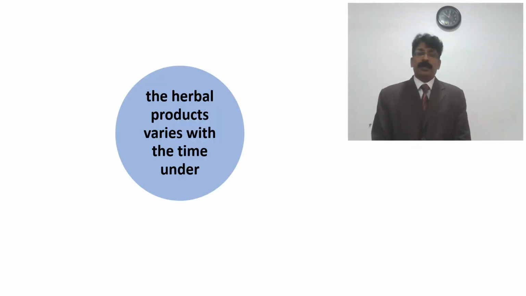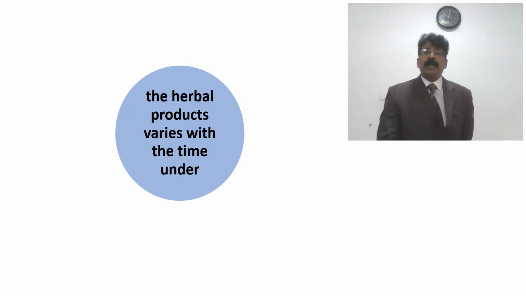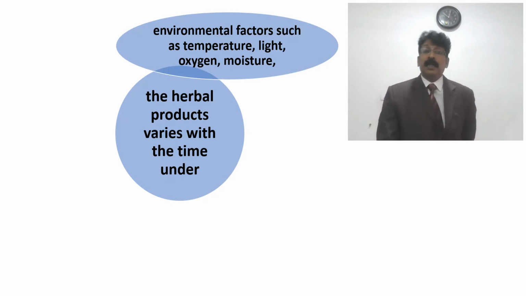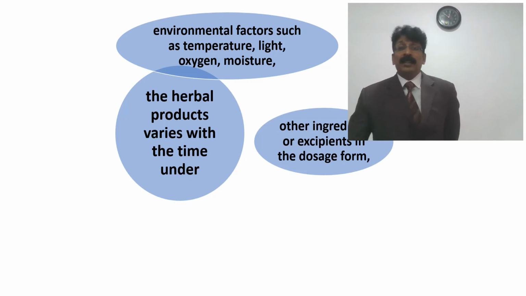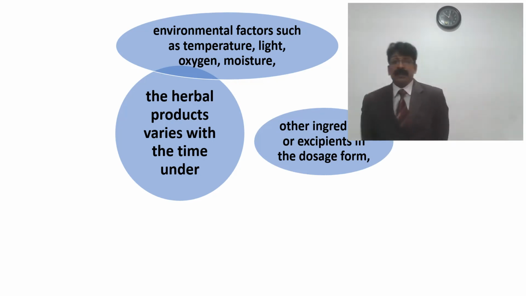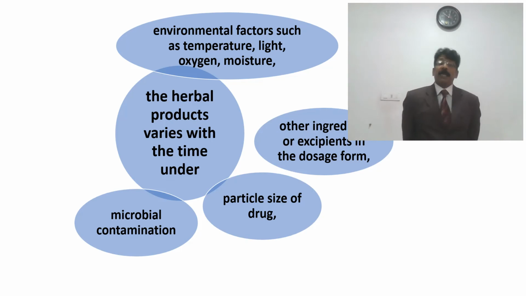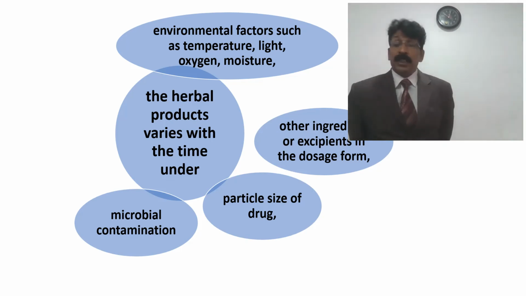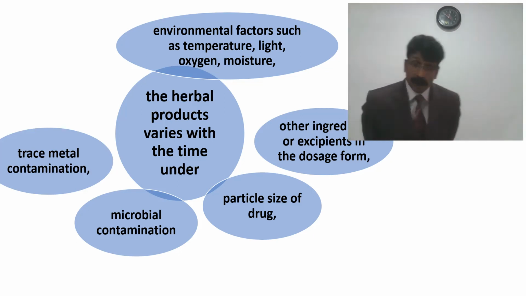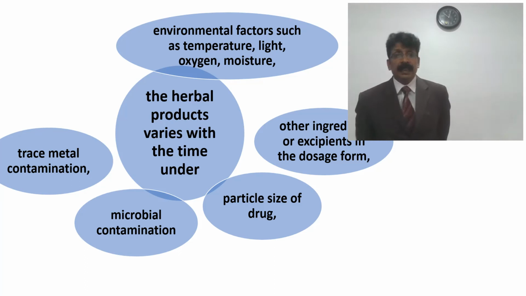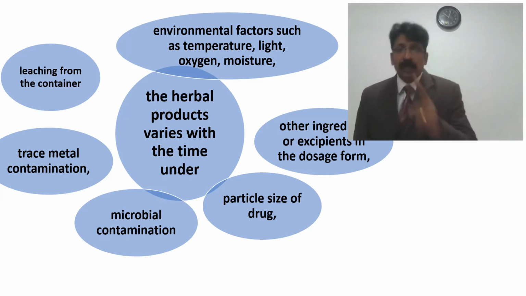So I am stating this slide again to give you some idea about how the herbal product varies with time under environmental factors such as temperature, light, oxygen and moisture, and other ingredients and excipients present in the dosage form, and the particle size of the drug, and microbial contaminations, which play a major role in deteriorating the product, and trace metal contaminations, and leaching of the container. These are the points you have to remember to write in a stability study.